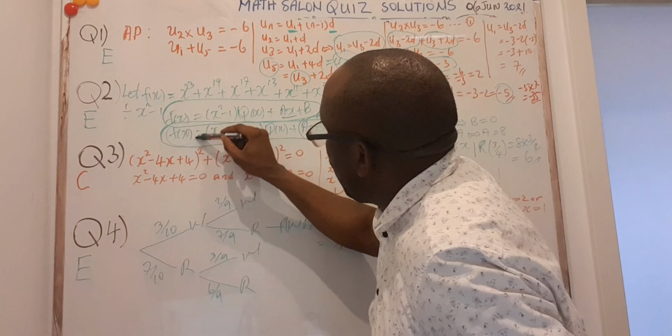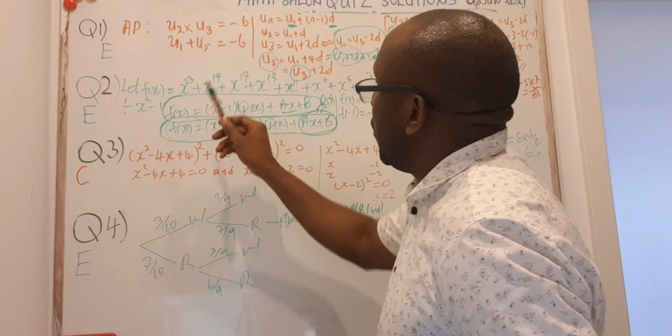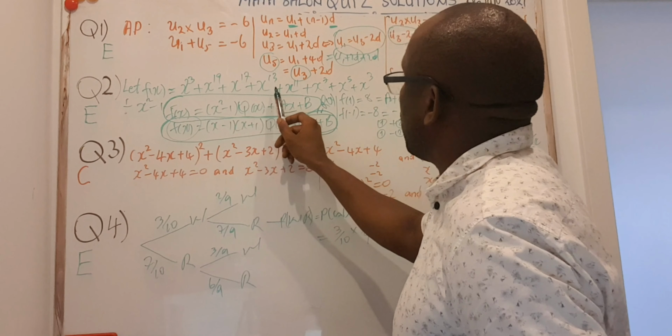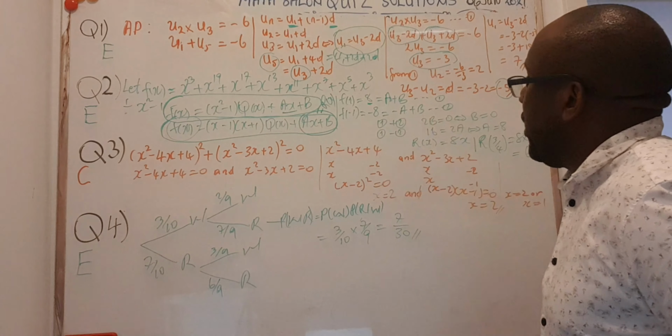But this function f of 1 can also be derived from here. If I put 1 here, 1 to any power is 1. So I'm going to get 1 plus 1 plus 1 plus 1 plus 1 plus 1, 8 times. That's why I have 8 here, plus a plus b.